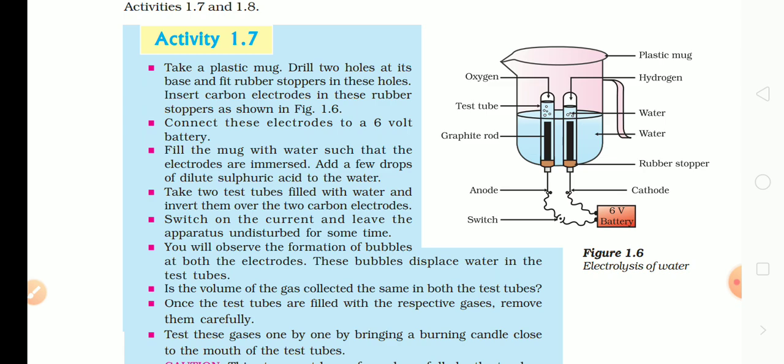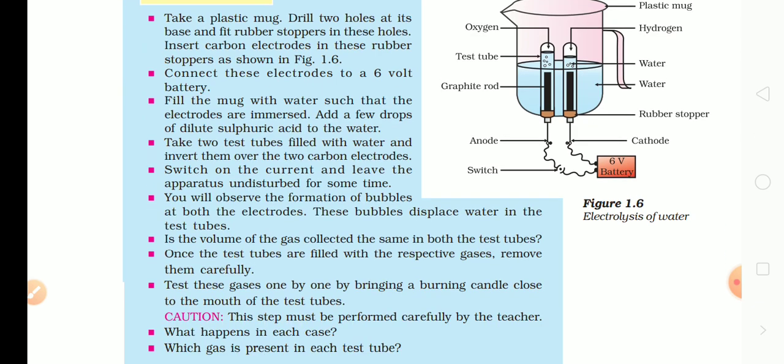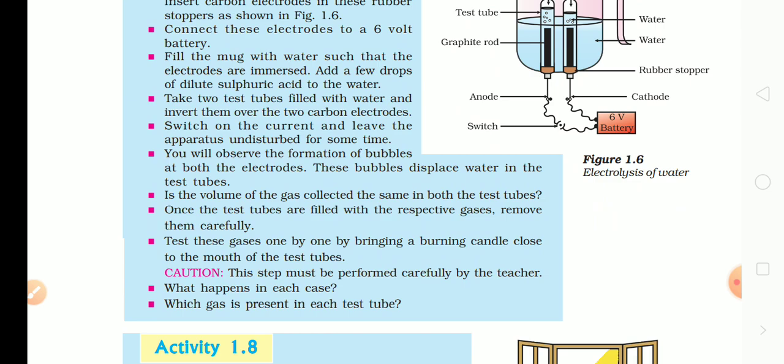Take 2 test tubes filled with water and invert them over the 2 carbon electrodes. Switch the current and leave the apparatus undisturbed for some time. You will observe the formation of bubbles at both the electrodes. These bubbles displace water in the test tube.